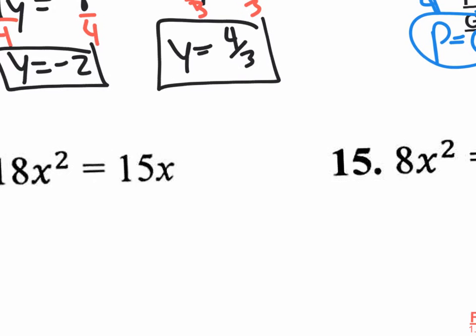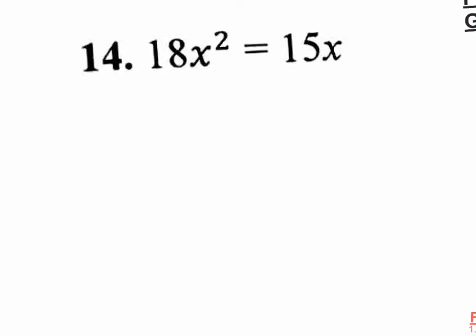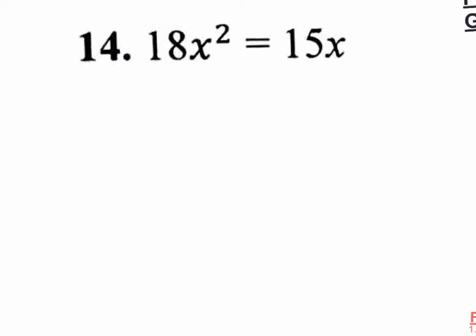Let's move on to number 14 right here. Now number 14, if you're thinking of using the zero product property, you can't even use it because it's not equal to 0. So what you need to do first is set it equal to 0. You want to move your 15x from one side to the other so it could actually say equals 0. So what's my first step here? You're going to subtract 15x. And you're going to subtract 15x.